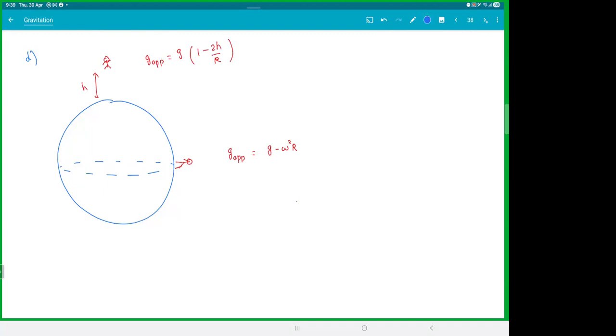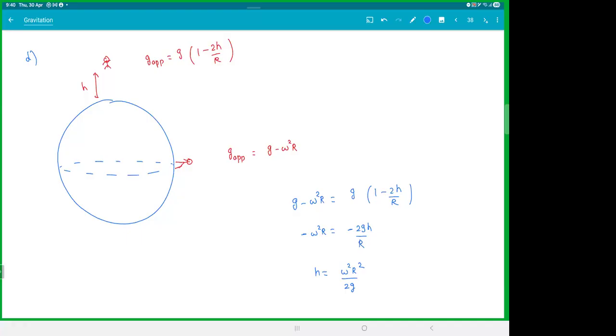Then equate them. g minus omega square r is g into 1 minus 2h by r. g would cancel. That would be omega square r is equal to minus 2gh by r. Then you end up with h is equal to omega square r square by 2g. Clear with this?